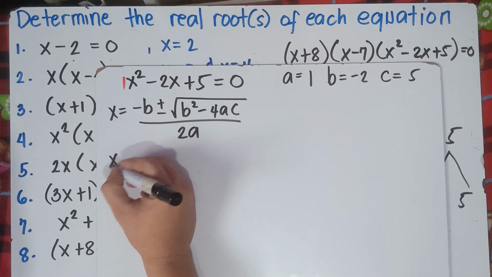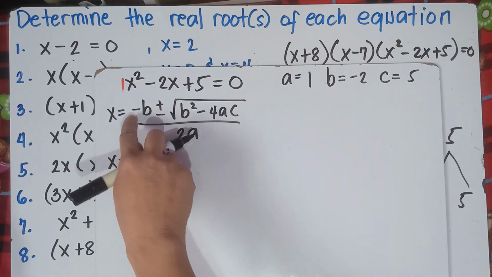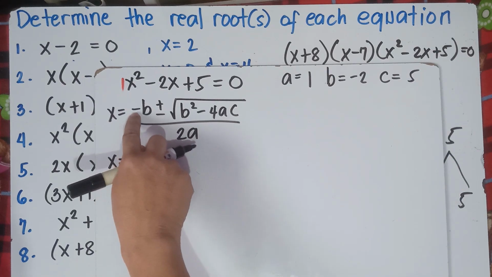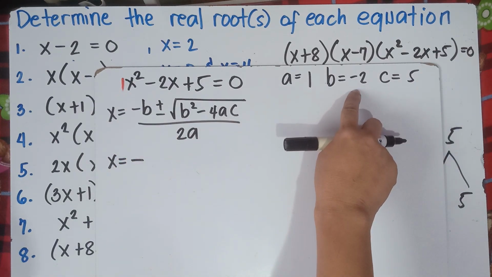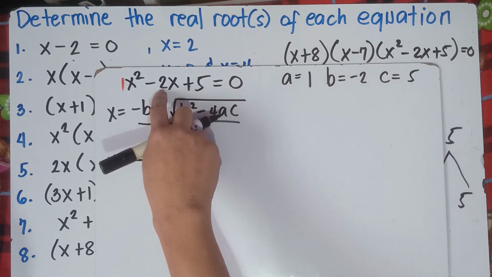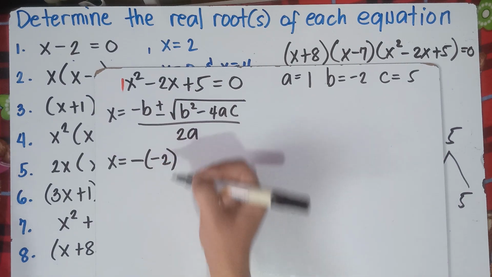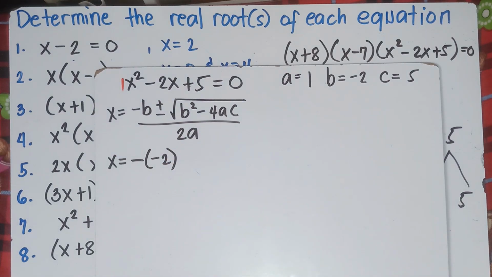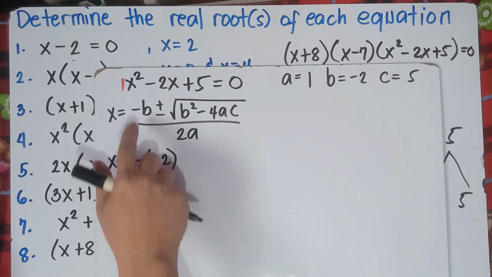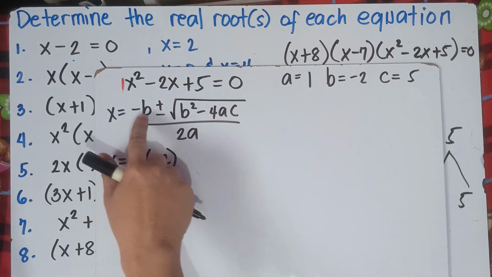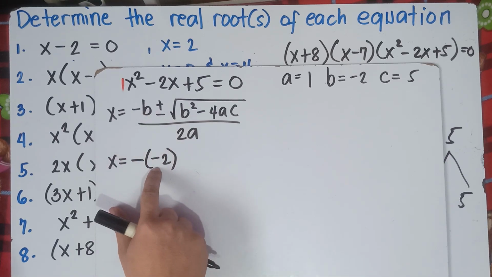So this will be x equals, copy the negative sign. Once again, class, the negative sign is already in the formula. Copy the negative sign. Then your b is negative 2, so you put parentheses, then negative 2. You will be asking, sir, why do you have two negatives? This first negative, class, came from the formula, since it says negative b, and the value of your b is negative 2.